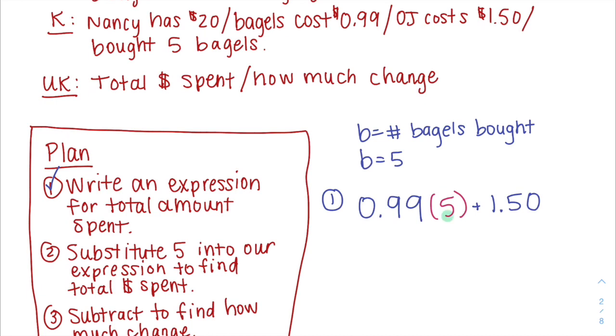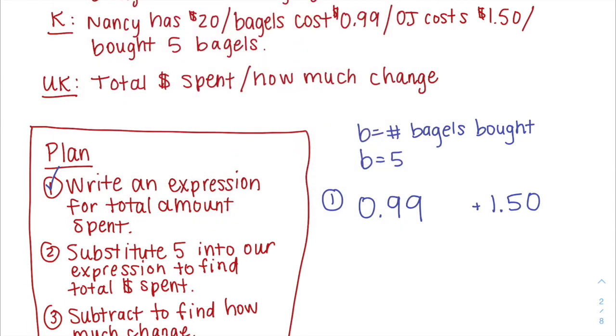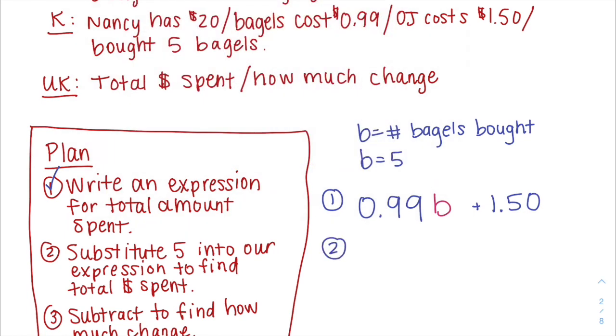Ooh, actually, I should be using B here for bagel. I kind of jumped the gun a little bit. I should be using a B for bagel. And then it's step 2 where we substitute B for 5. So we've got 0.99, which is 99 cents. I'm substituting 5 for B. And I'm adding the $1.50 for the orange juice.